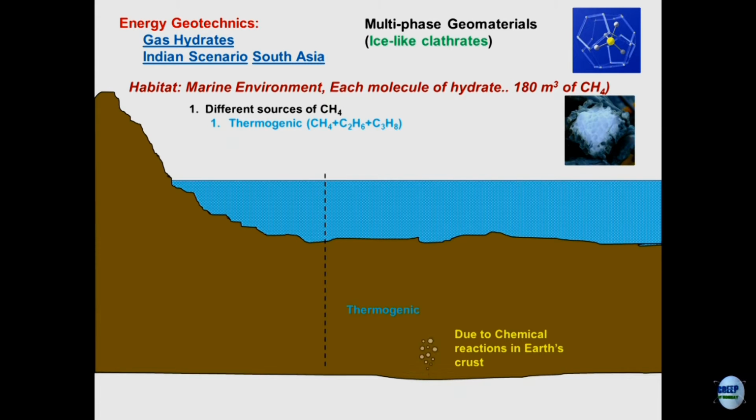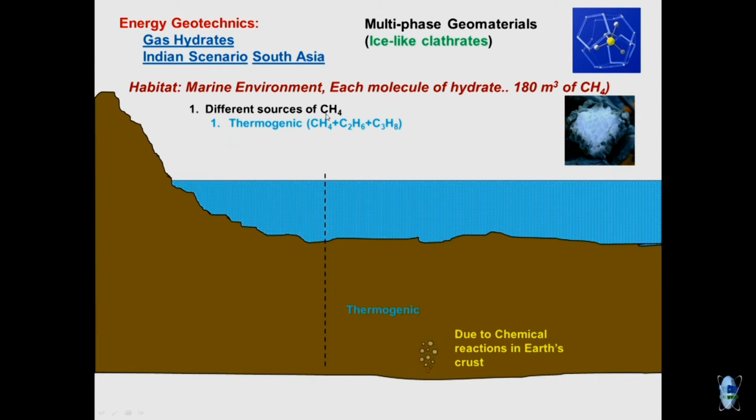One is thermogenic. Thermogenic corresponds to the situation which is due to the chemical reactions occurring in the earth's crust, thermal processes, because of the temperature gradient of the sediments inside the sea. What you are observing here is an animation where the bubbles are coming out and this gas gets trapped into the sediments, and under varied conditions of pressure and temperature, they get trapped over there and form hydrates.